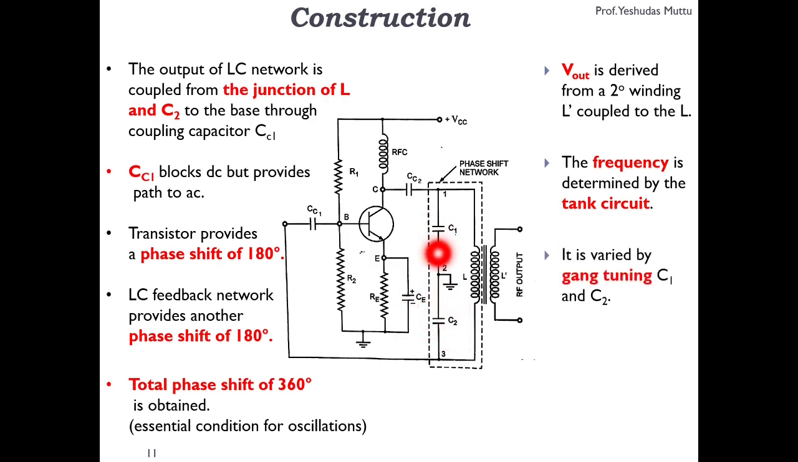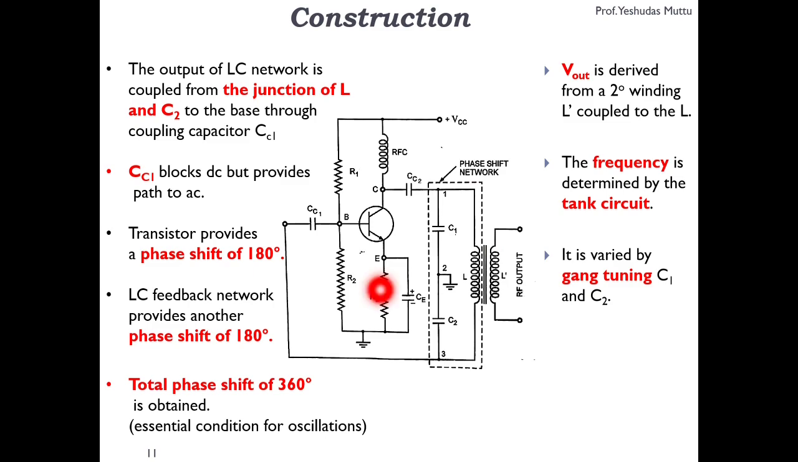What do you mean by gang tuning? Now say let us consider a potentiometer which we use in labs. That potentiometer can be varied, right? It varies the resistance from 0 ohms to say 10 kilo ohms. You can vary it basically. Similarly the capacitances can be varied, but here the capacitances are varied in such a way that the ratio remains constant. Now what do you mean by this?